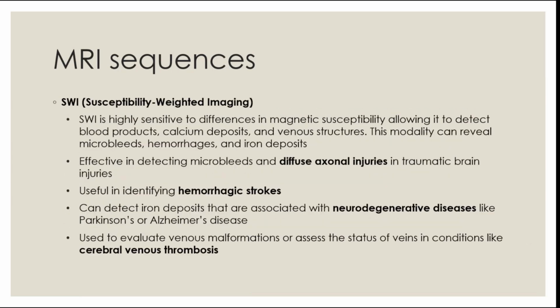There is also susceptibility weighted imaging. It is highly sensitive to the differences in the magnetic susceptibility of the tissue. So you can distinguish between blood products and calcium deposits. In the neuroradiology lecture, you will find that it's mainly highly sensitive to diffuse axonal injuries. It can also be used for neurodegenerative diseases or cerebral venous thrombosis.